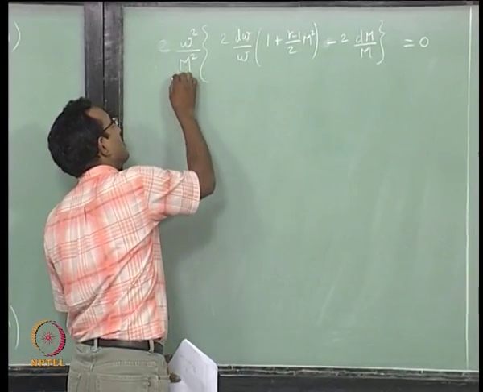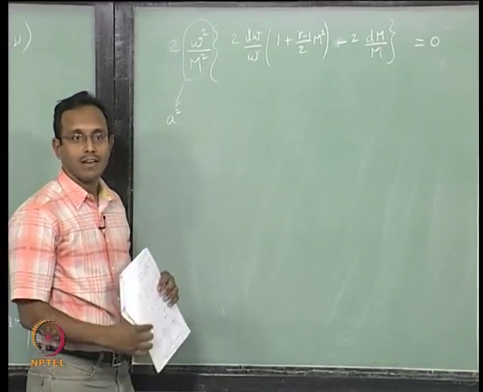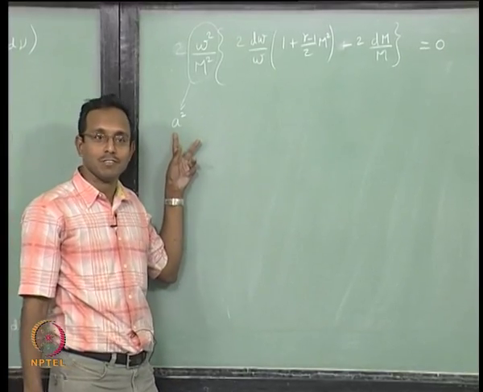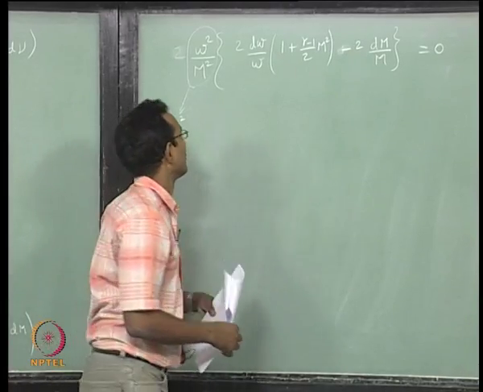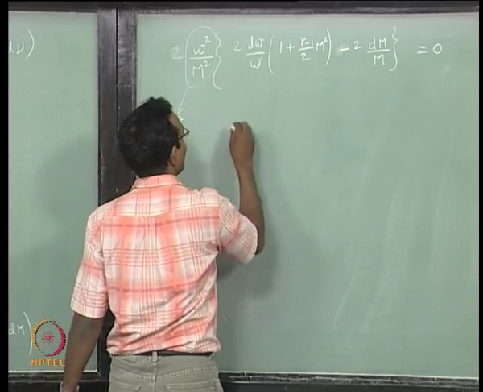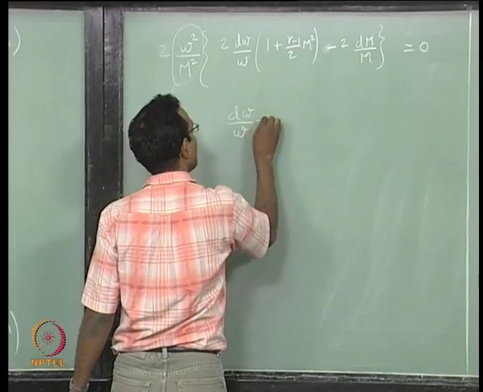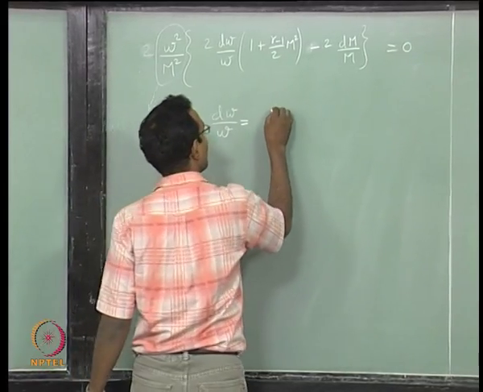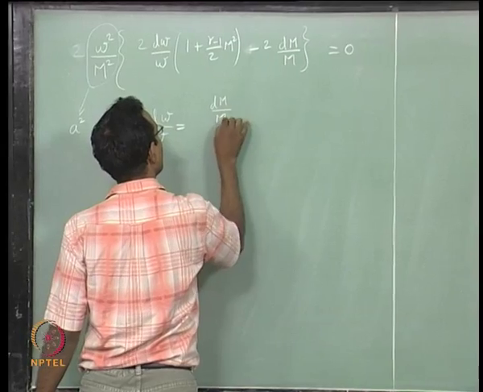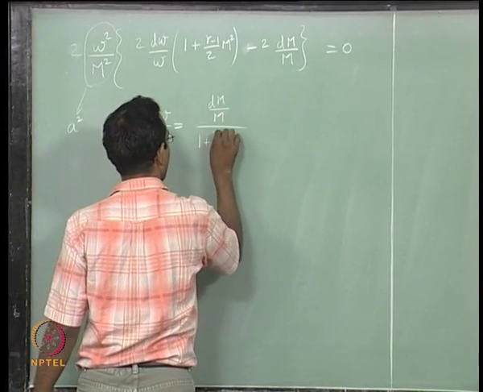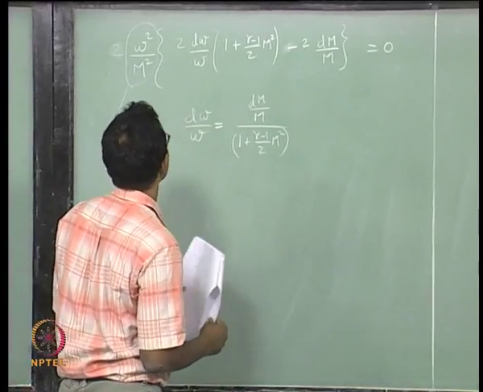Now, I am going to say this is equal to a square, which is equal to gamma r t, which will never be 0. So, only this flowery bracket thing must be 0. So, now I have an expression for dw by w. I will rewrite this thing as dw by w is equal to dm by m divided by 1 plus gamma minus 1 by 2 m square. I think the 2 gets away from there.